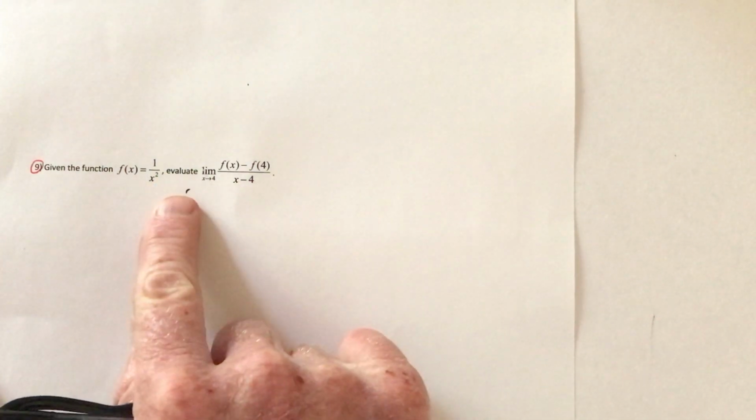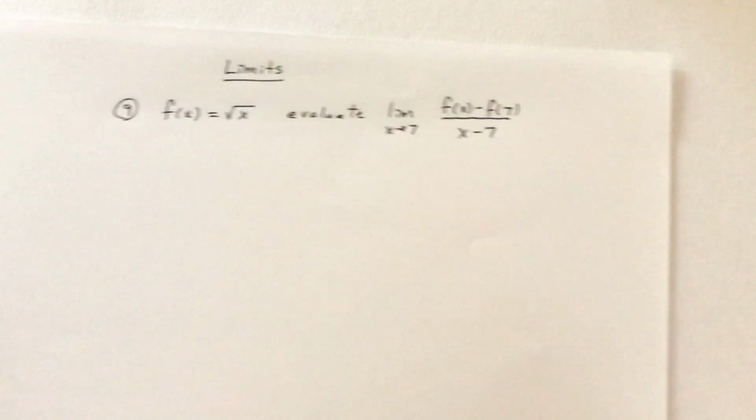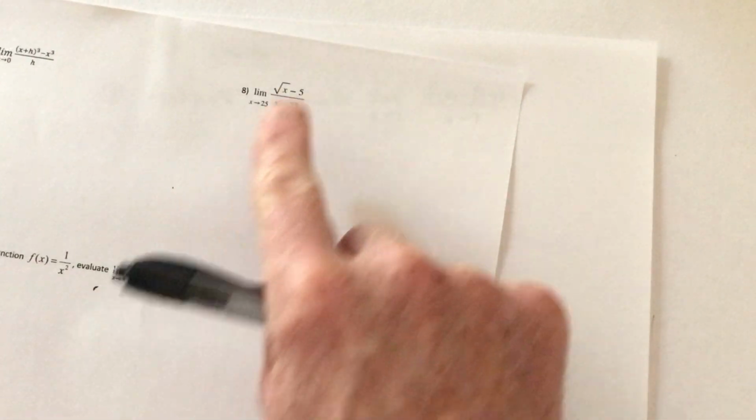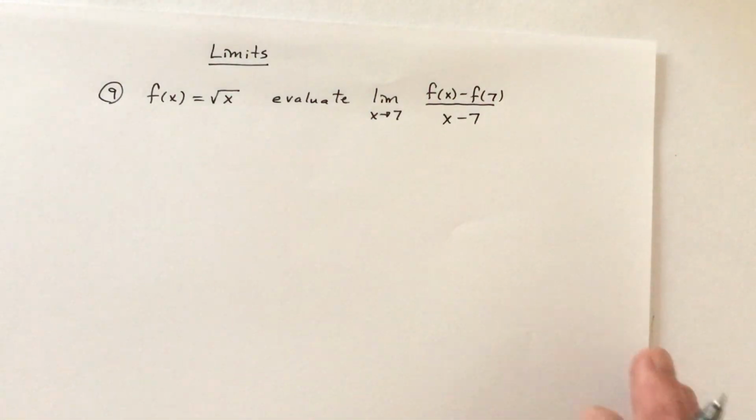So I'm going to do one just like this, but instead of 1 over x squared, I'm going to use the square root. By using the square root, it actually is a combination of these two problems. So in a way, I'm doing both of these at the same time.